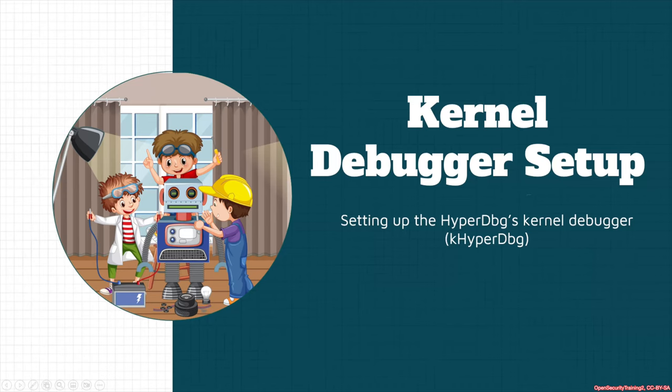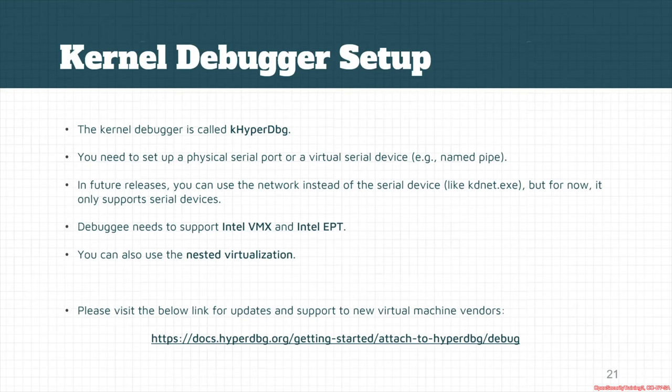The next thing about HyperDbg is its kernel debugger. We can use the kernel debugger to set up HyperDbg's kernel debugger, called kHyperDbg. You need to set up a physical serial port or a virtual serial device, something like a named pipe. HyperDbg debugging needs to support Intel VT-x and Intel EPT, but it is also able to run in a nested virtualization environment like VMware Workstation.